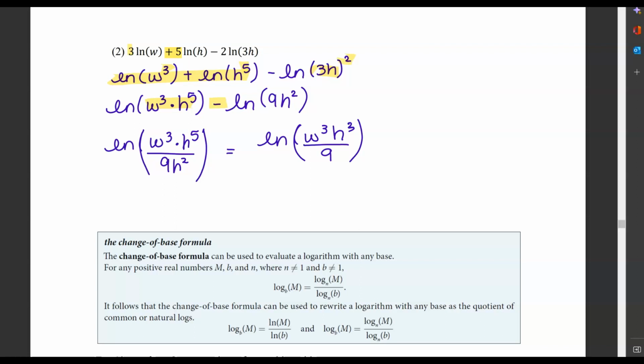And now we are going to take care of that subtraction and turn it into a quotient. We're left with w cubed times h to the 5th, all over 9h squared. Here I can reduce the h to the 5th and the h squared. We're going to end up subtracting those exponents, and so we end up with a final answer of ln of w cubed h cubed, all over 9.